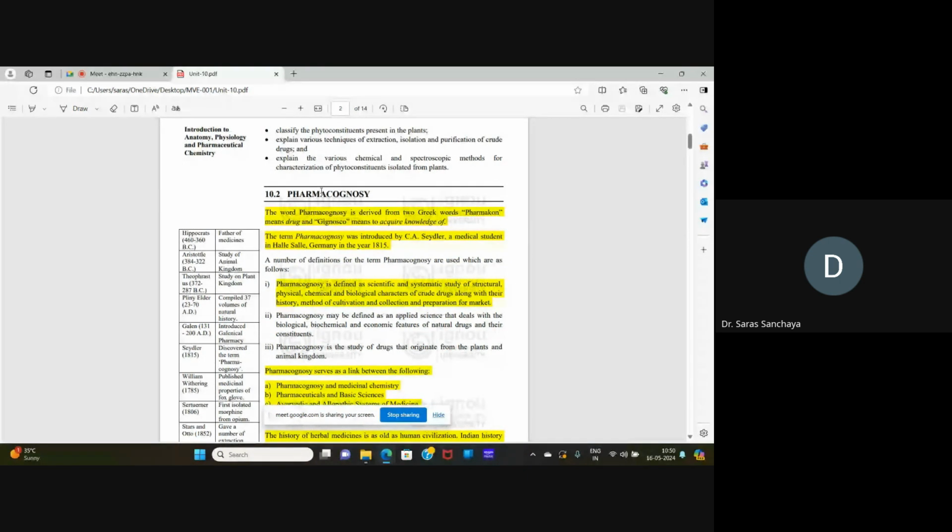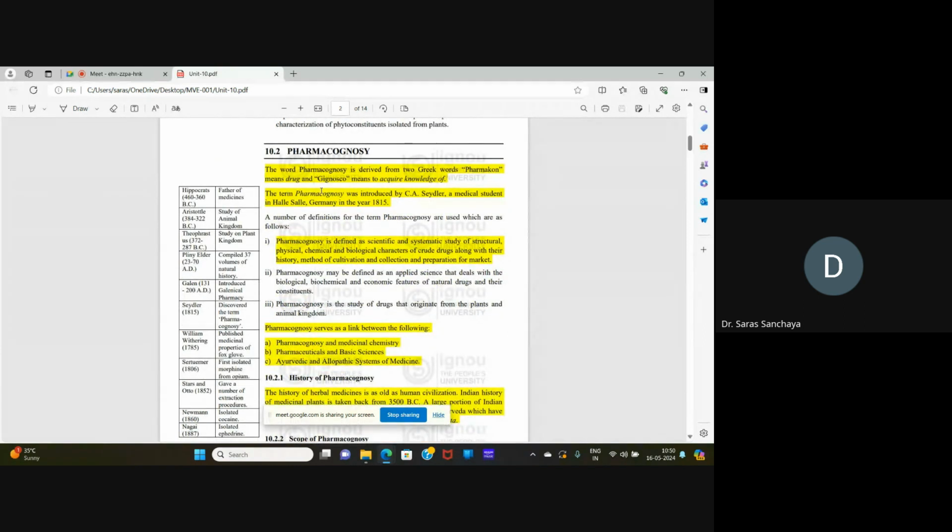First, pharmacognosy. The term pharmacognosy is derived from the two Greek words pharmakon, meaning drug, and gignosko, meaning to acquire knowledge of. The term pharmacognosy was introduced by Seydler, a medical student in Halle, Germany, in the year 1815. A number of definitions for the term pharmacognosy are used, which are as follows.